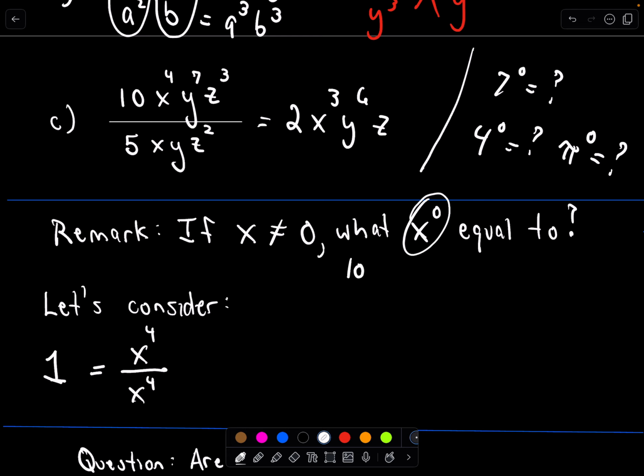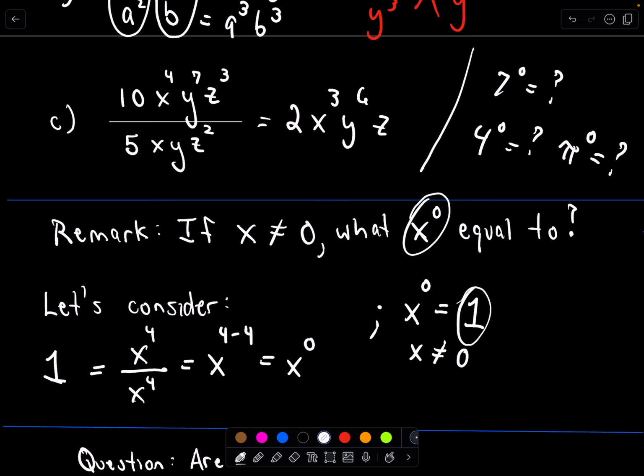It's like having 10 over 10, right? 10 over 10 is 1. Get the same thing on top, same thing on the bottom. But if we use our properties of exponents, I would get the power of 4 minus 4. That would be my exponent, and that's going to be x to the power of 0. So we define x to the 0 to be equal to 1, so long as x is not equal to 0. So anything raised to the 0 power, again, assuming it's not 0, is always going to equal 1.